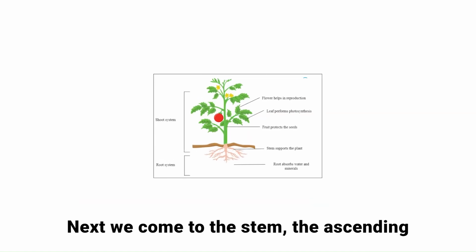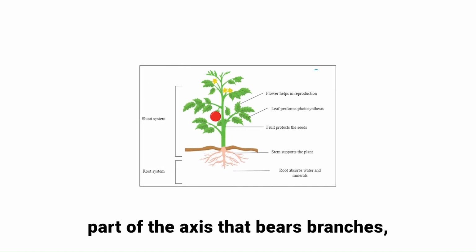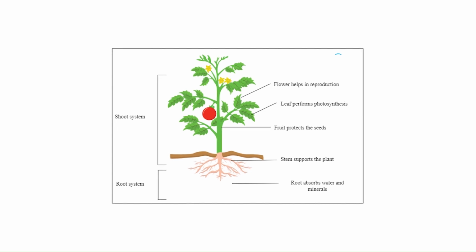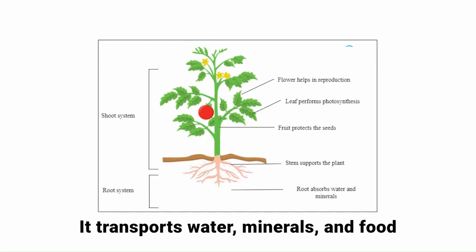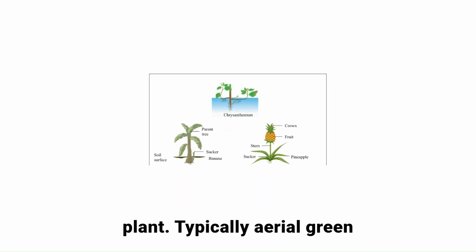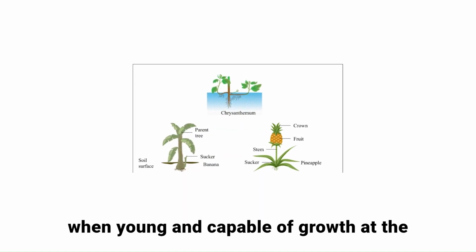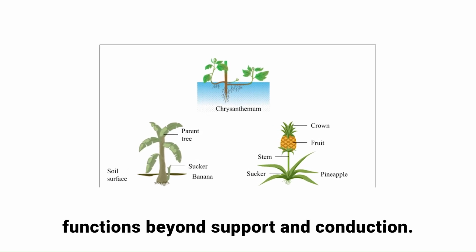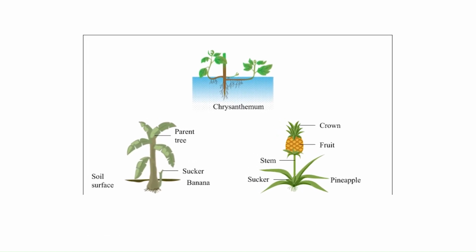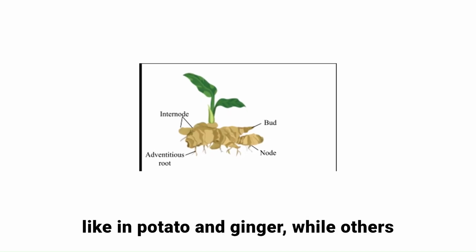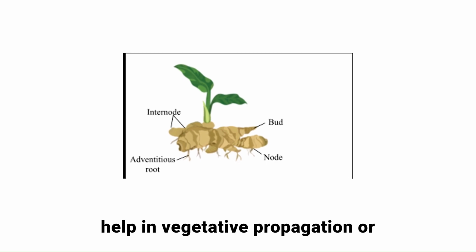Next, we come to the stem, the ascending part of the axis that bears branches, leaves, flowers, and fruits. It transports water, minerals, and food between roots and other parts of the plant. Typically aerial, green when young, and capable of growth at the apex, stems also sometimes perform functions beyond support and conduction. Some stems get modified to store food like in potato and ginger, while others help in vegetative propagation or climbing.